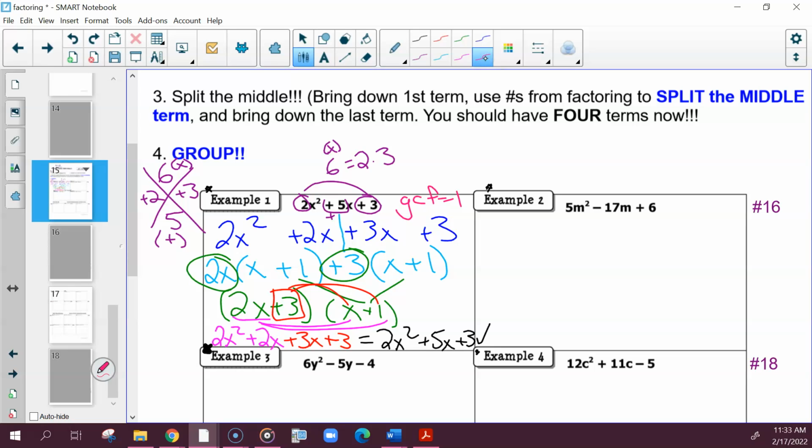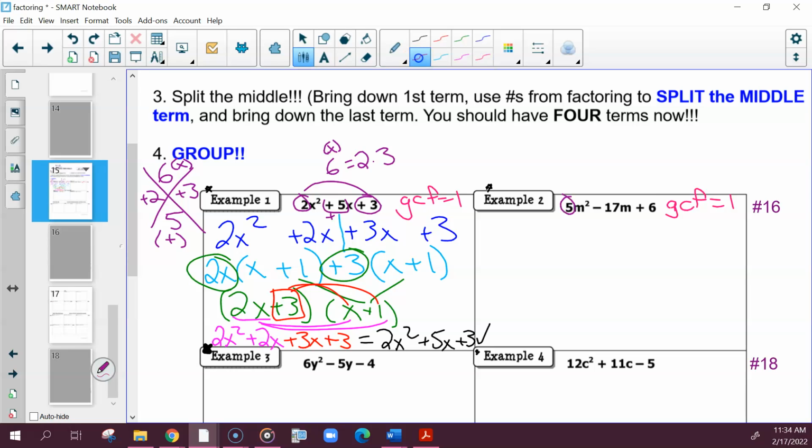And let's move on to example 2. Does this have a GCF? No. So there's always 1. You can always have a GCF of 1, even if it doesn't have anything else in common. But that wouldn't change anything. So we can move on.